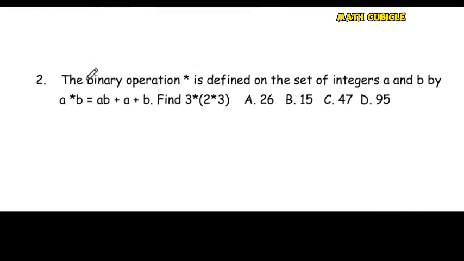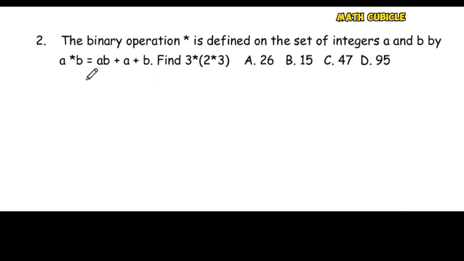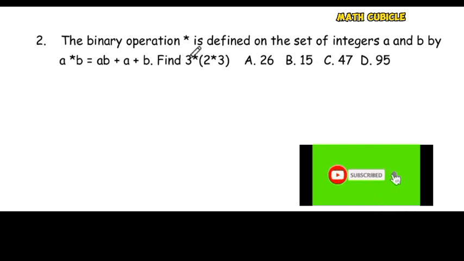Now for question number 2, the binary operation star is defined on the set of integers a and b by a operation b is equal to ab plus a plus b. Find 3 operation bracket 2 operation 3. Now the first thing we do here is we first evaluate what's in bracket. We evaluate this first.